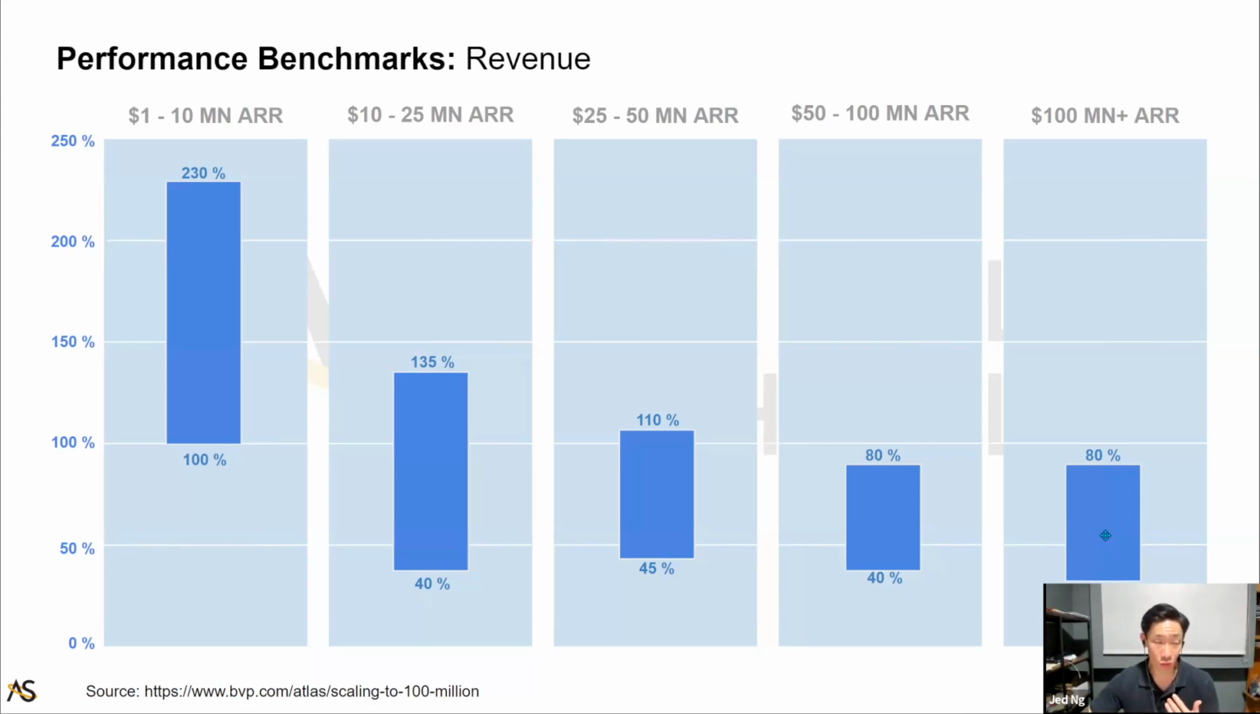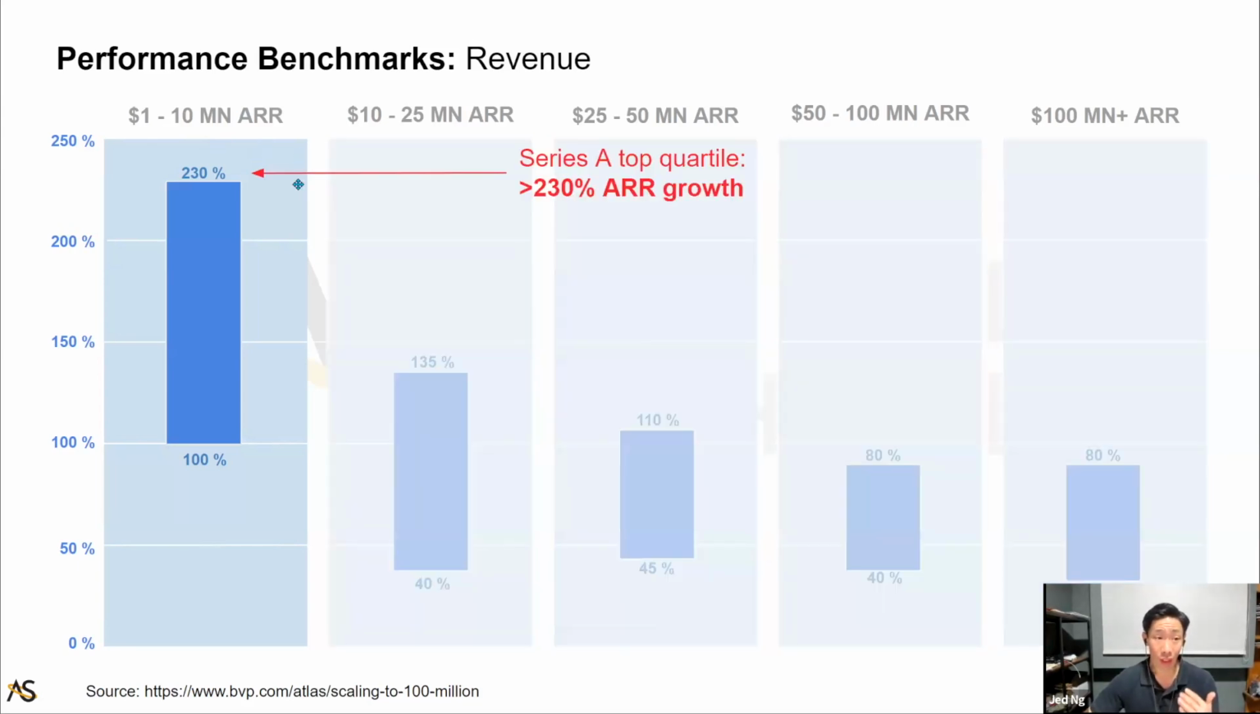And if you look at different companies, right, we're just going to focus on the left, for companies which are between 1 million and 10 million ARR, annual recurring revenue. The data says that if a company is growing 230% year over year, this is top quartile, top 25% in performance.